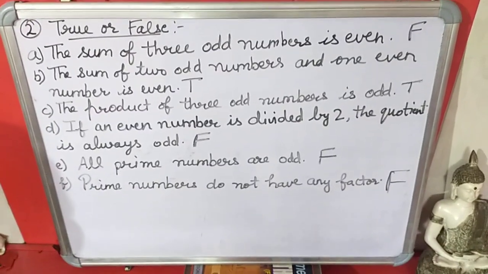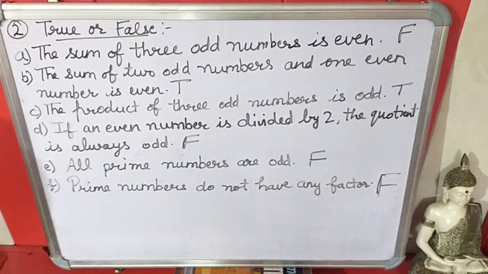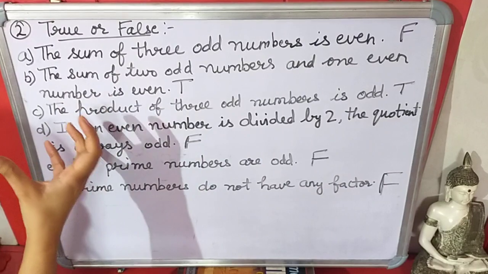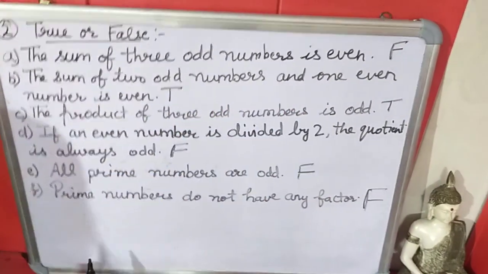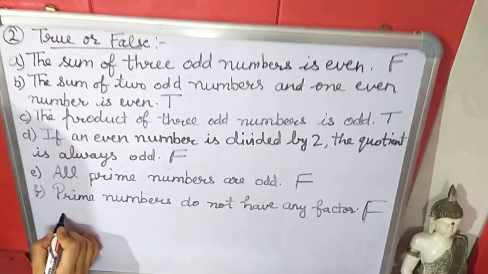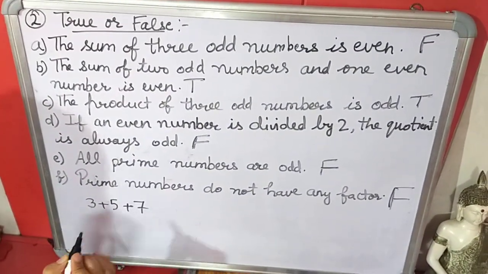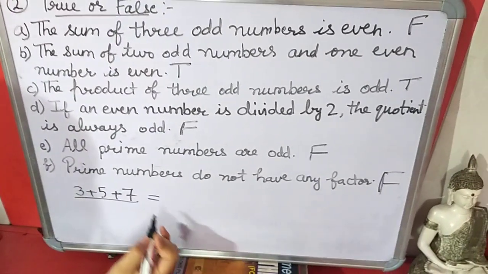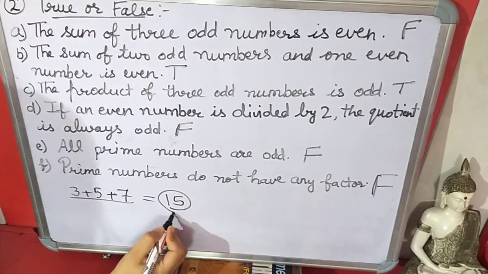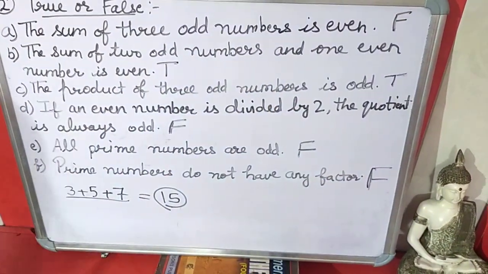Second question, true or false. First, the sum of three odd numbers is even. We will justify this answer by taking some examples. Sum of three odd numbers: we will take any three odd numbers. I am taking 3, 5 and 7. When I add these three odd numbers, 15 will come. 15 is not an even number, so this statement is false.